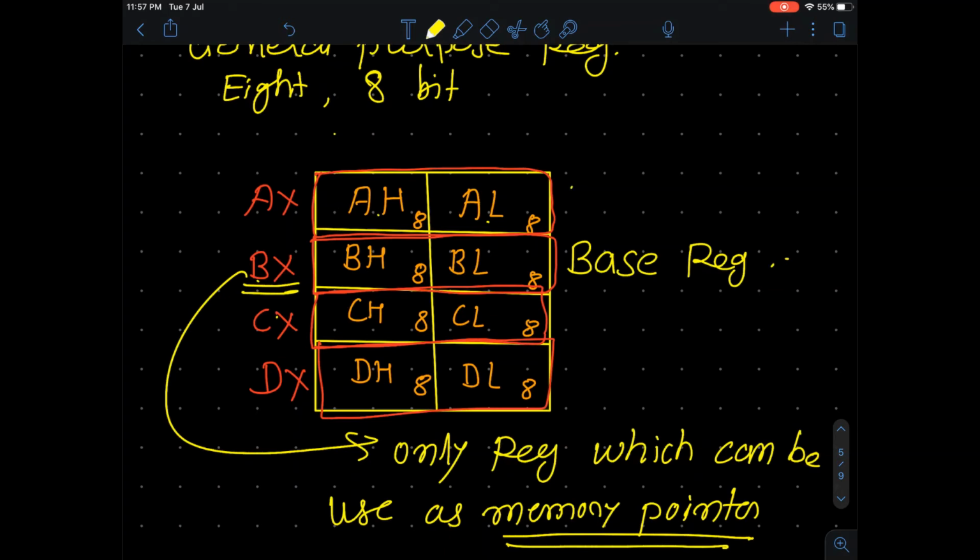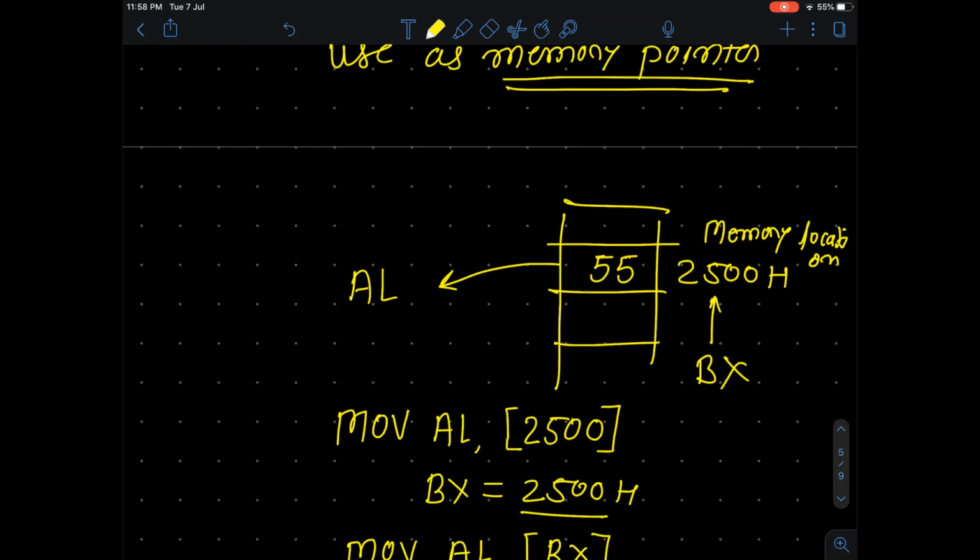First we discussed the accumulator. AL is the 8-bit accumulator while AX is the 16-bit accumulator. Second is the base register. BX is called the base register, and this is the only register which can be used as a memory pointer. And the meaning of memory pointer, we have discussed that.